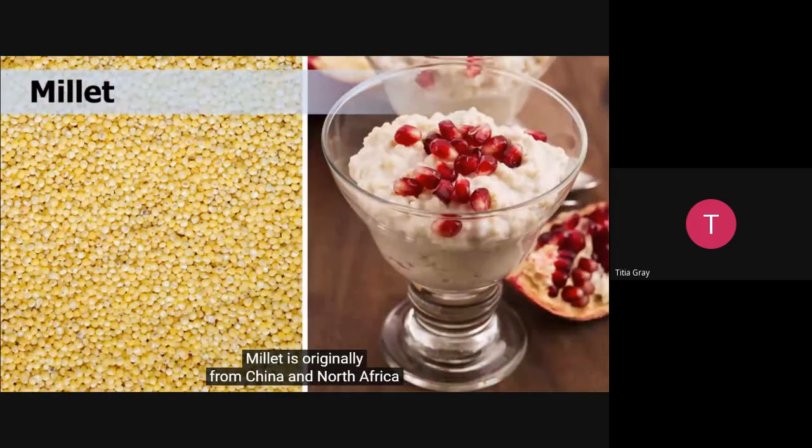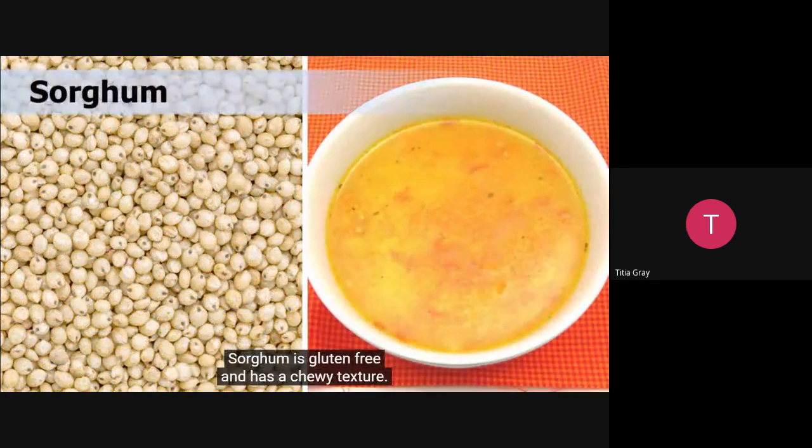Millet is originally from China and North Africa, and it has a mild corn-like flavor. It is rich in magnesium. It can be used in salads and stir-fry or warmed with milk for breakfast. Sorghum is gluten-free and has a chewy texture. It can be served hot or cold and can replace noodles in soups and stews.